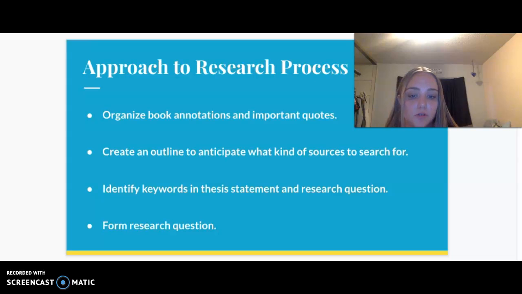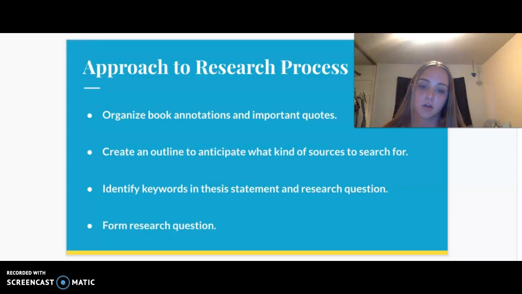Moving on to my research approach, I wanted to be sure that I had a clear idea of what the important themes and quotes I wanted to discuss throughout my research paper were, so I made sure to clearly organize my book annotations and pay attention to important quotes in the process of doing so. With my thesis as the starting point, I also wanted to be sure to create a general outline of what my essay will look like so I can anticipate what kind of sources to search for. Before actively seeking sources, I felt as though it would be important to construct a research question to make sure I have a clear idea of what exactly I'll be looking for in sources.